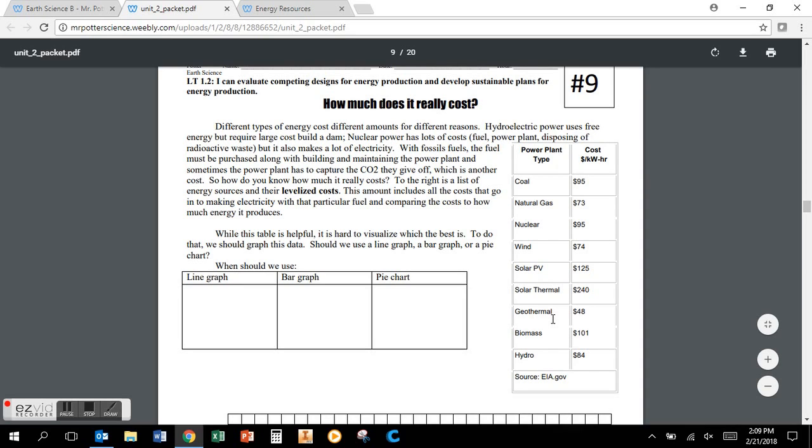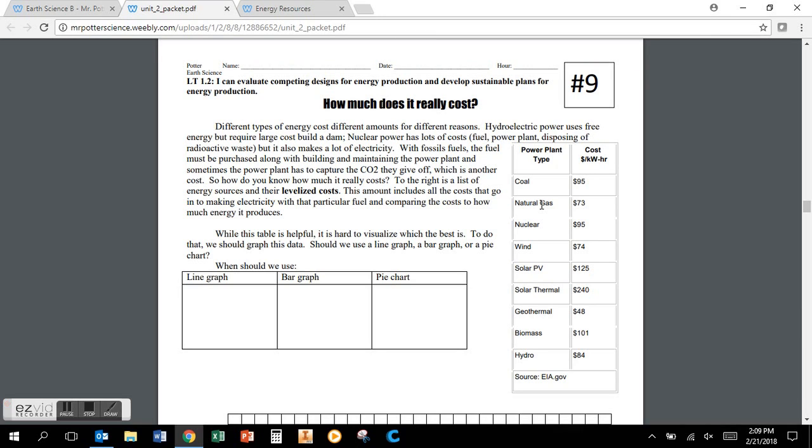Part of understanding our sustainable plan for energy production is understanding the monetary cost, but we also have to understand the costs to the environment. For example, wind and coal, or solar and nuclear, not only cost different amounts of money, but they actually have different costs to the environment.